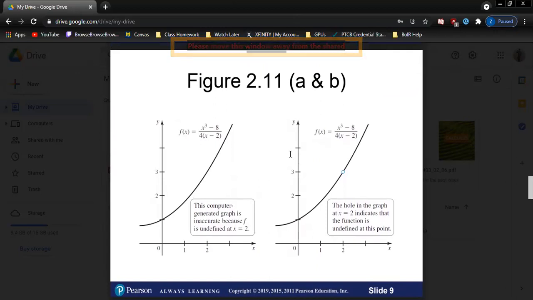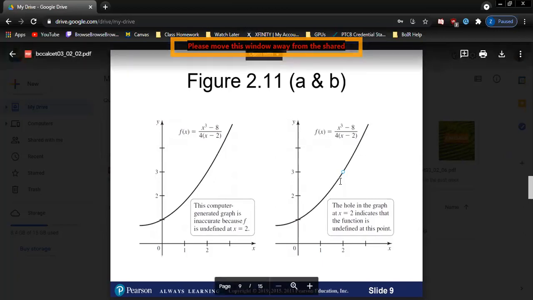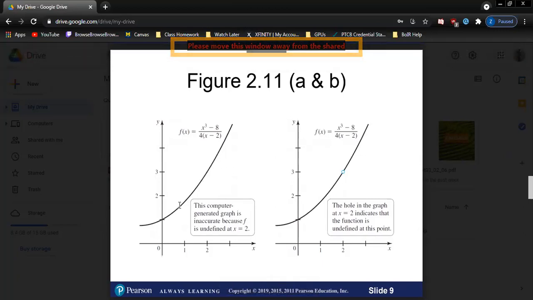Okay, so let's say this is our graph of the function f of x equals (x cubed minus 8) over 4 times the quantity (x minus 2). Now first of all, we want to know why do these two graphs look different? Because you can see there is a hole here and this looks like having no holes. So what is the difference? Which one is correct and why?